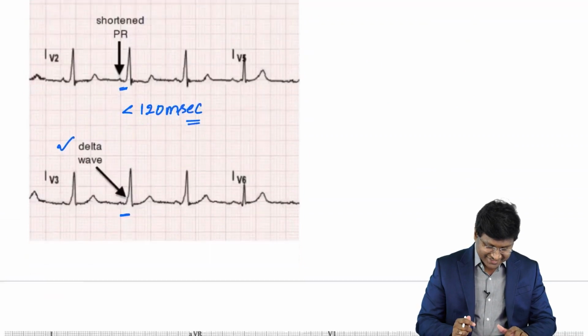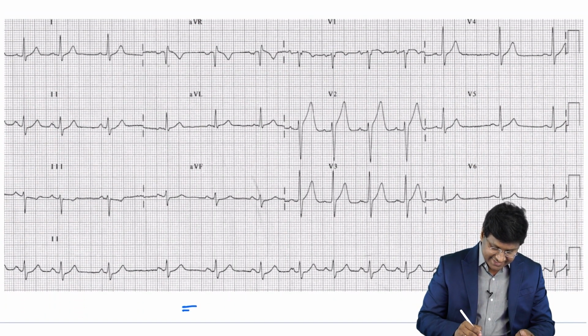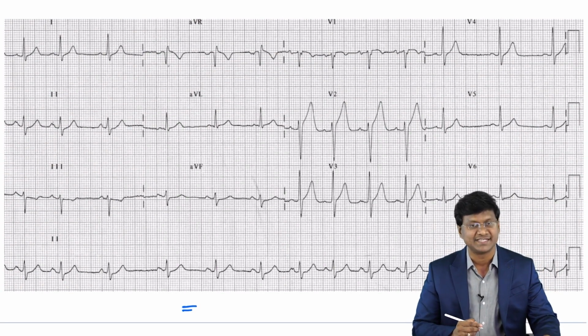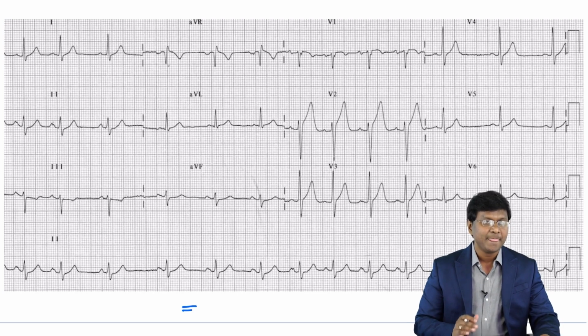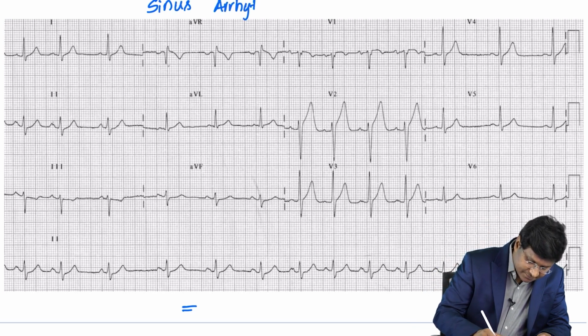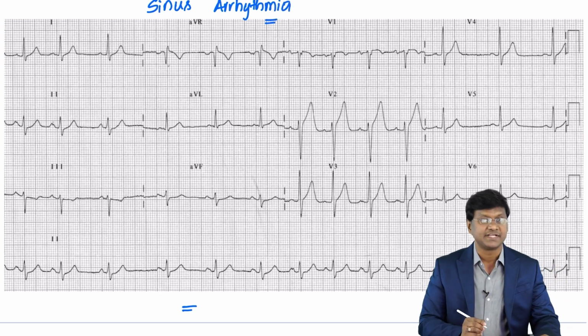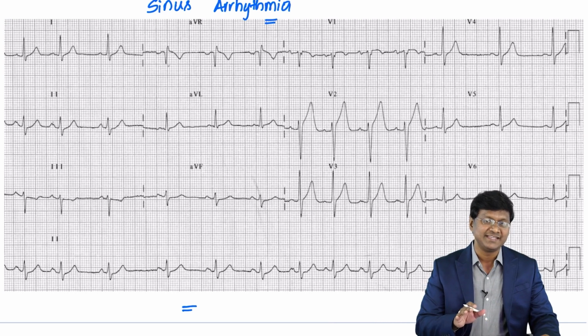But some students said, sir, WPW syndrome was not at all there, and the ECG was suggestive of sinus arrhythmia, right? This is the ECG suggestive of sinus arrhythmia. Now, what is this ECG of sinus arrhythmia? Let me discuss. Sinus arrhythmia is a normal physiological phenomenon and it is most commonly seen in young healthy people.